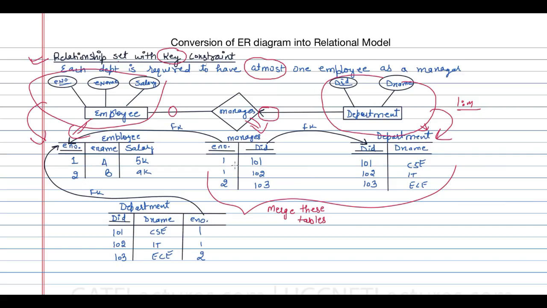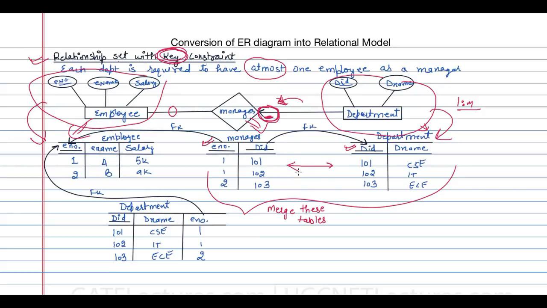So what we do is we combine this relationship table with this department entity table, because here you can see what is the maximum cardinality of department, that is 1. What is the maximum cardinality of department? That is 1, right? And because it is having the maximum cardinality as 1, or you can say it is having the key constraint, this is the reason why we can combine both of them.